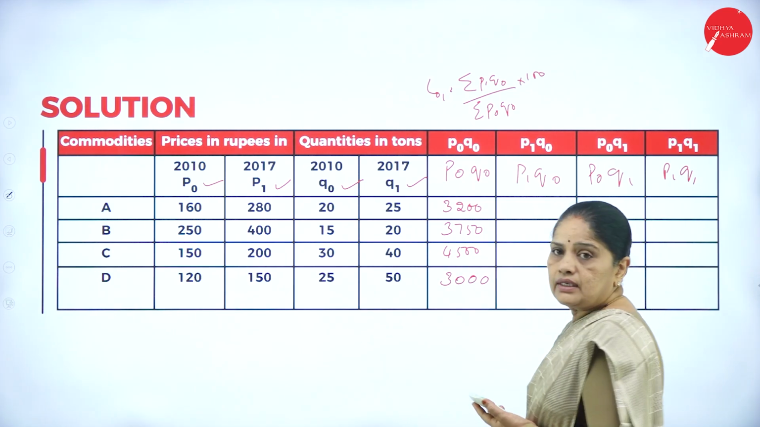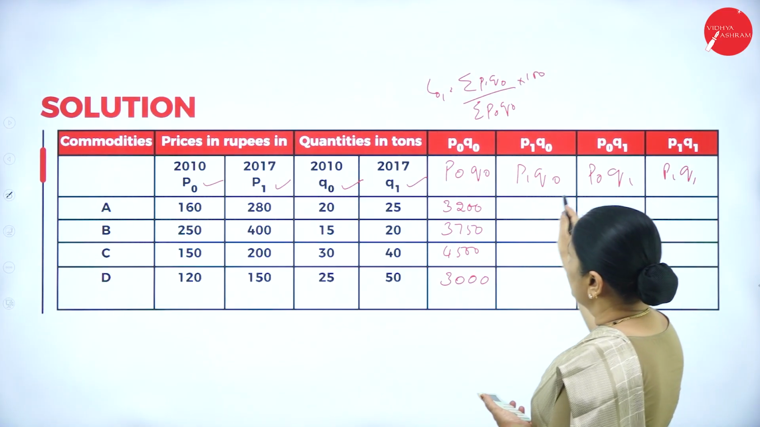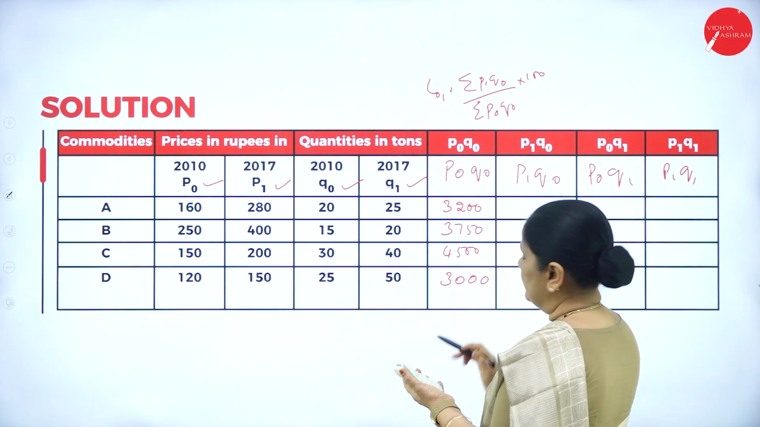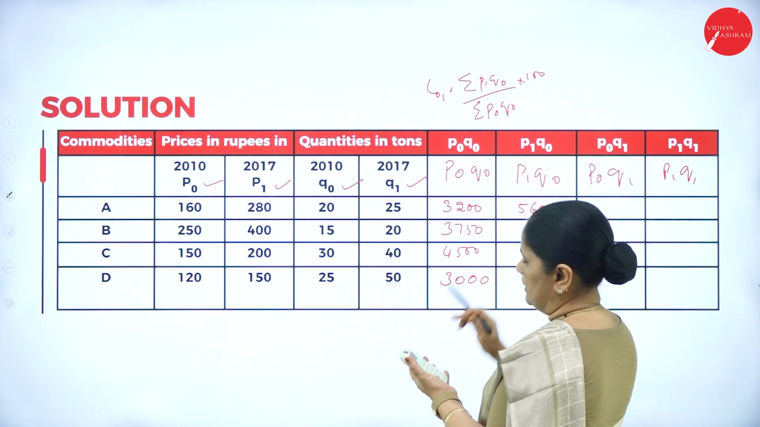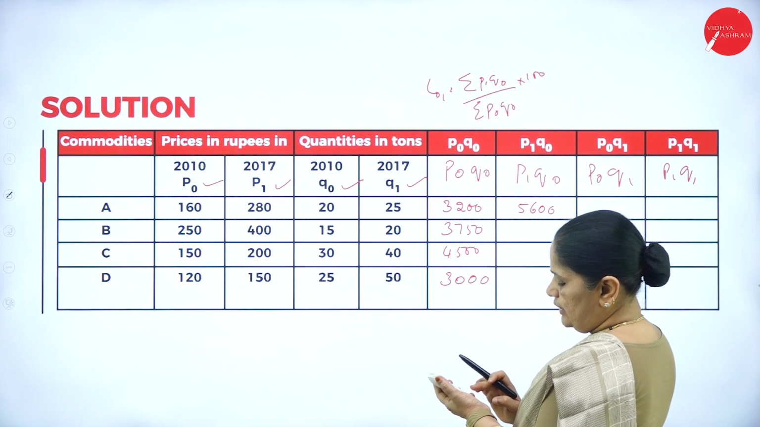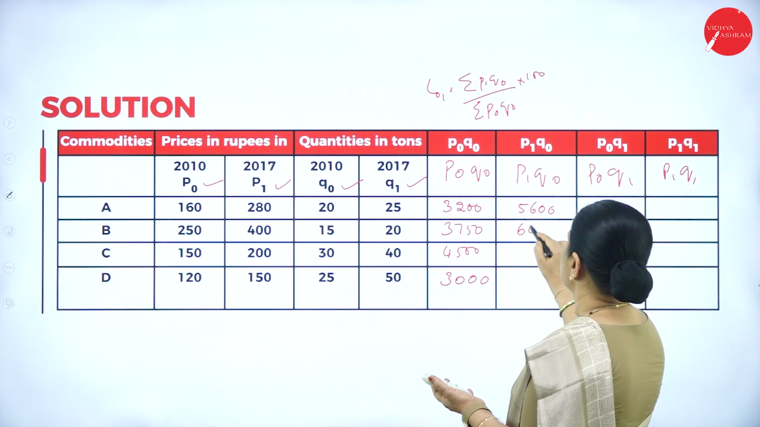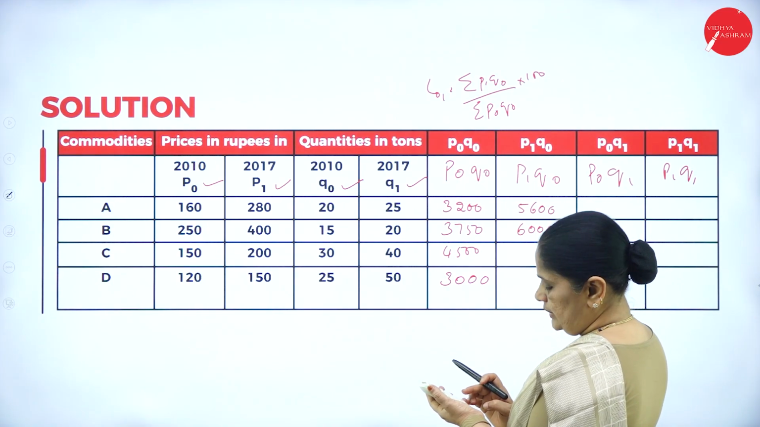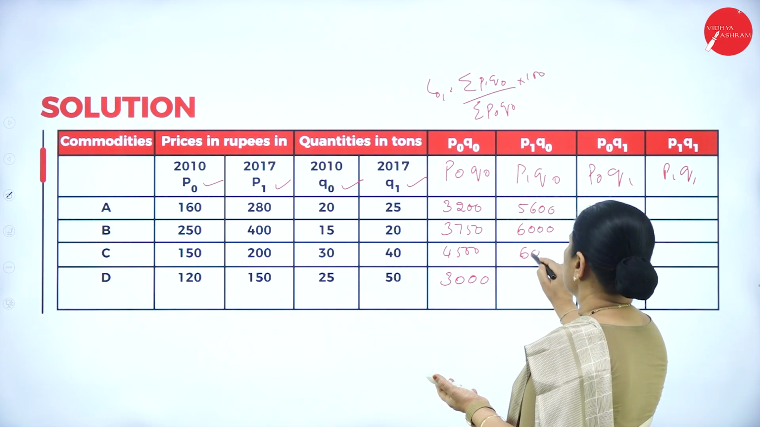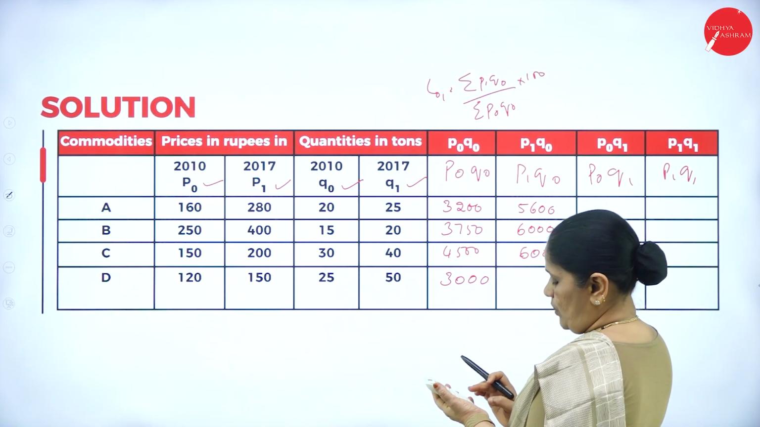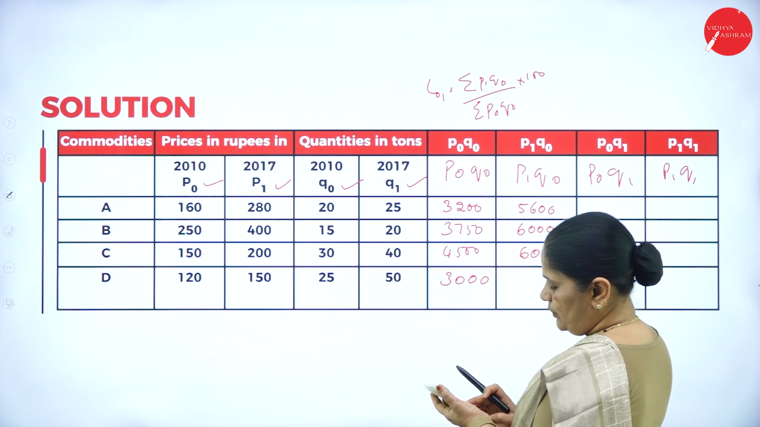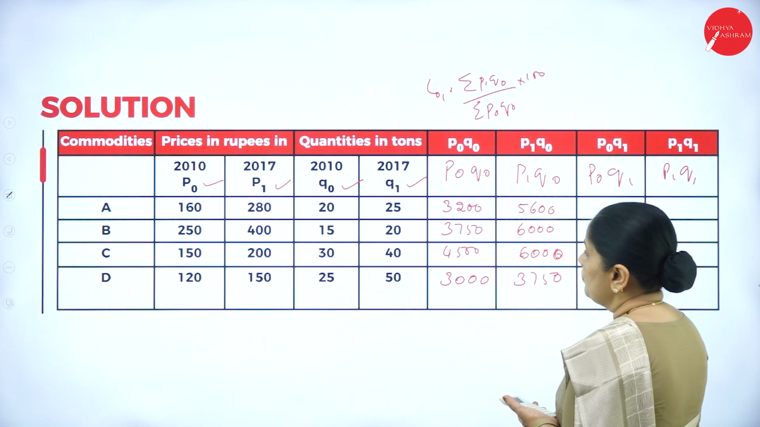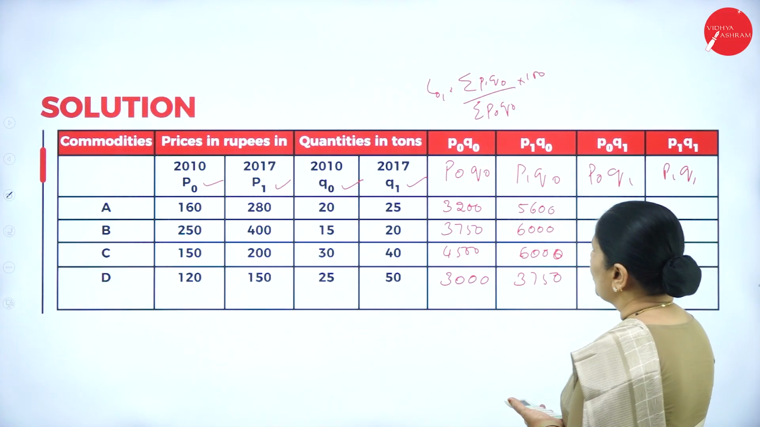So, the same way P1 into Q0, 280 into 20, 5600. Next, 400 into 15, 6000. Next, we have 200 into 30, 6000. Next, 150 into 25, 3750. So, P1 Q0.